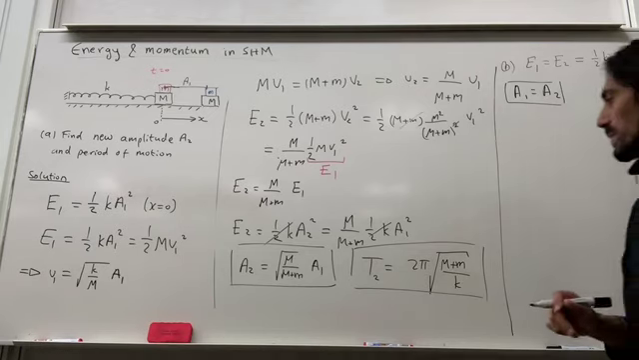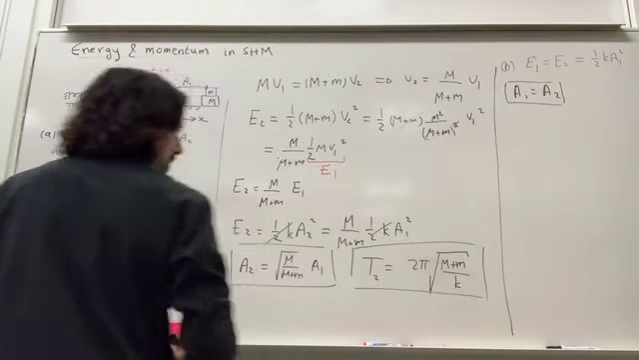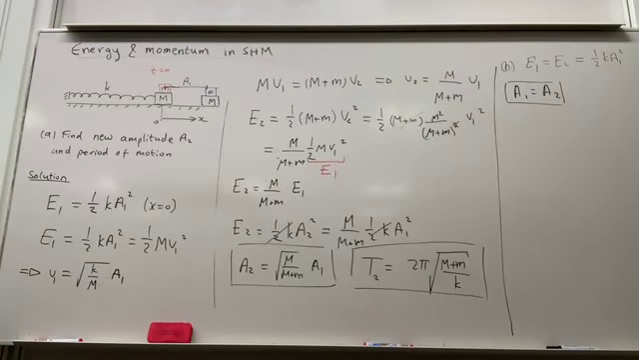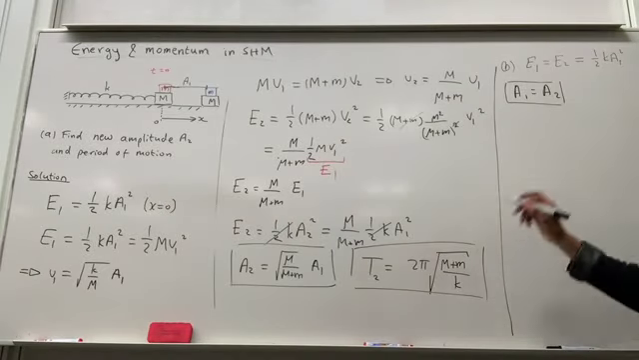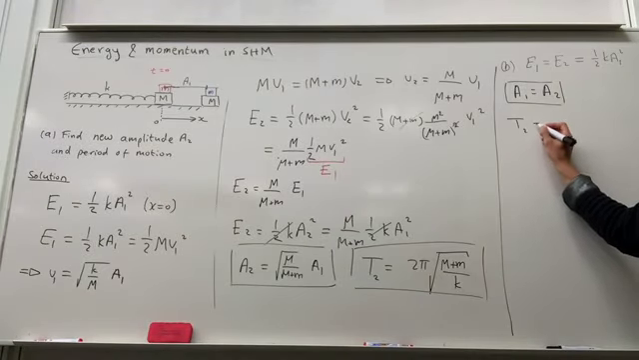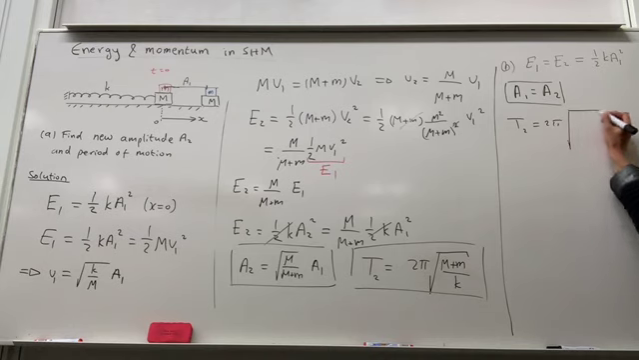And the period in this case would be the same as before. We have the two masses, divided by k.